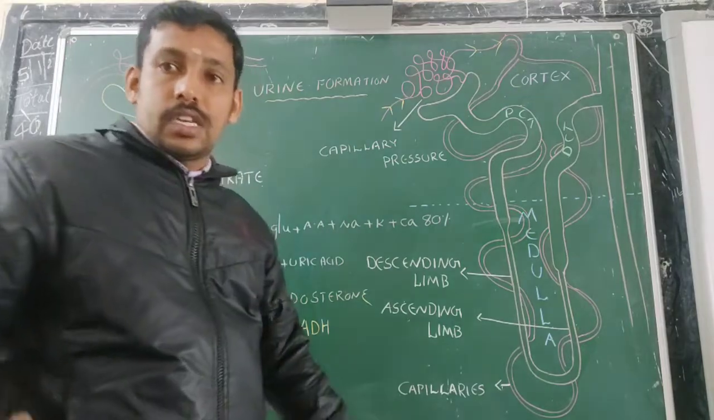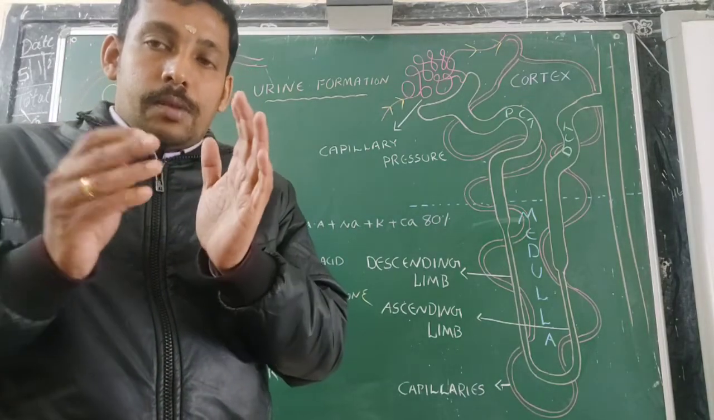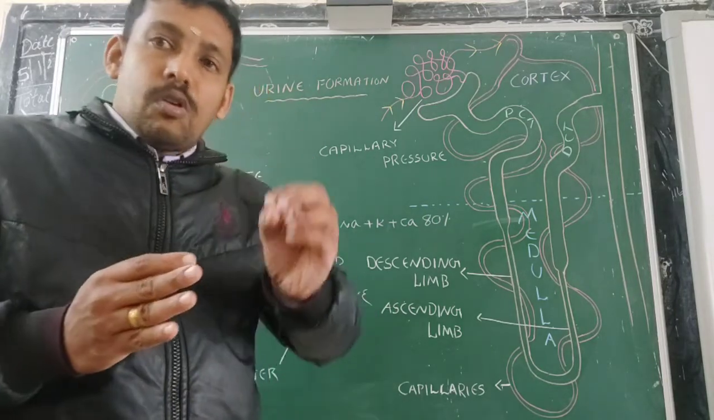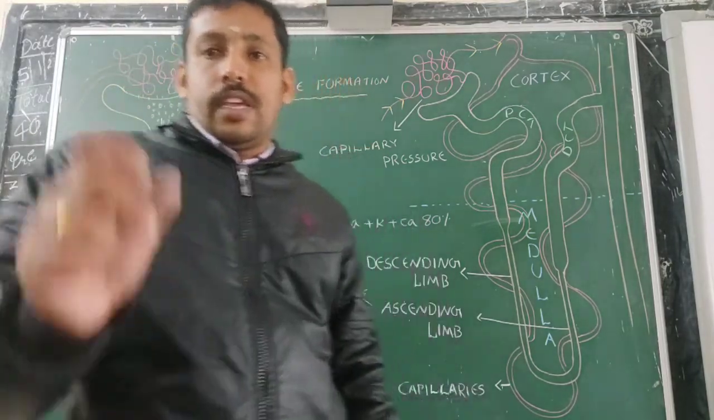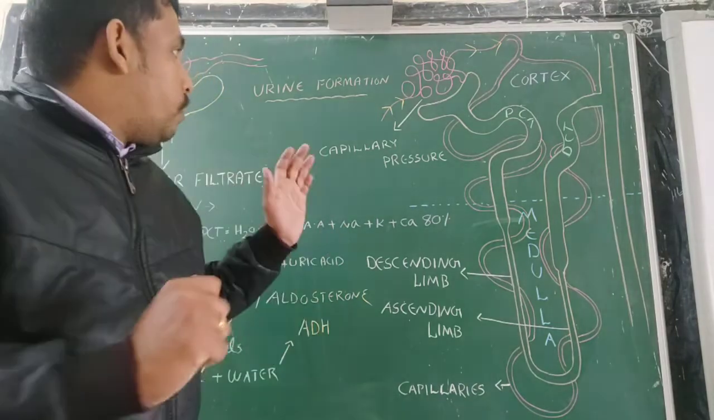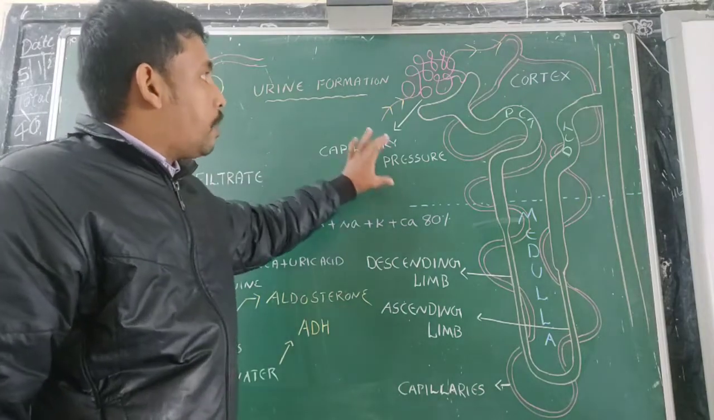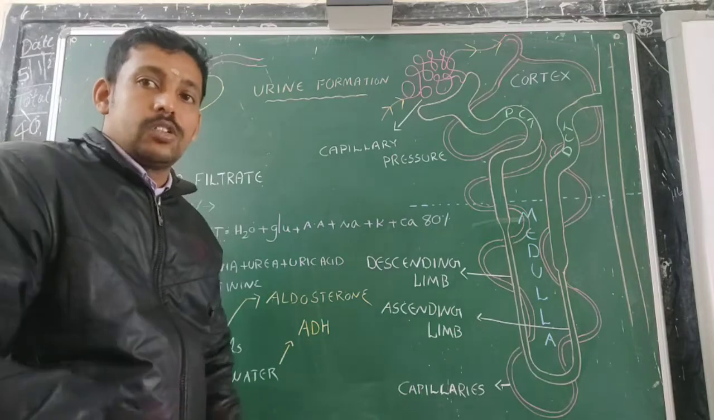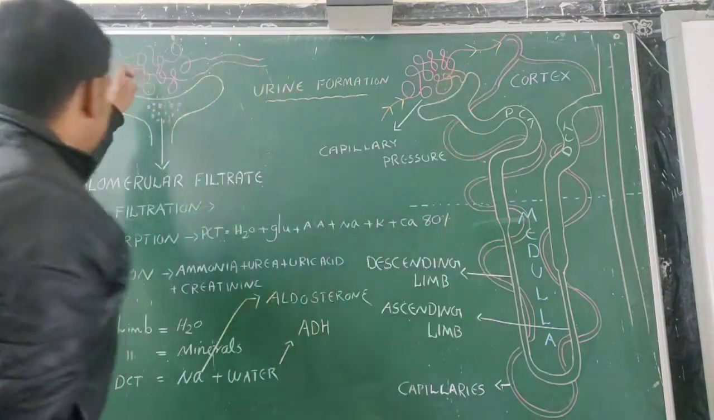The pressure in this glomerulus: when the blood is moving through a very minute blood vessel, a very thin blood capillary, the blood will be flowing at very high pressure, and that high pressure is known as the capillary pressure. Because of this capillary pressure, the blood is going to be filtered.